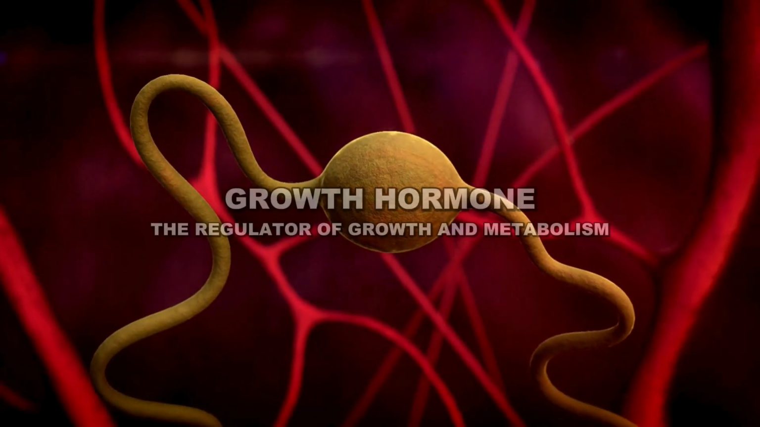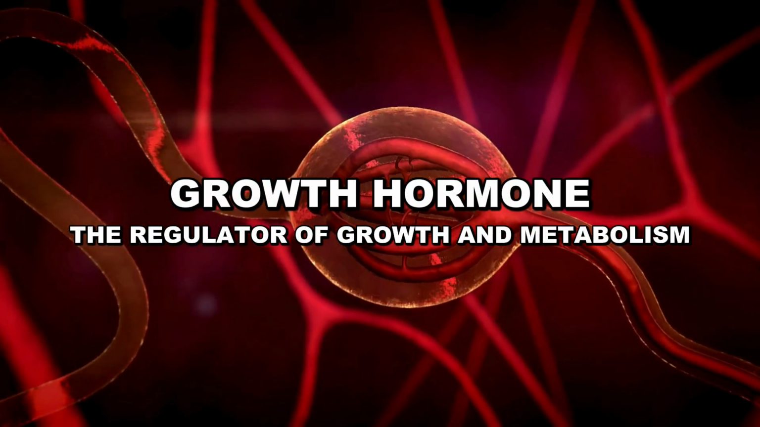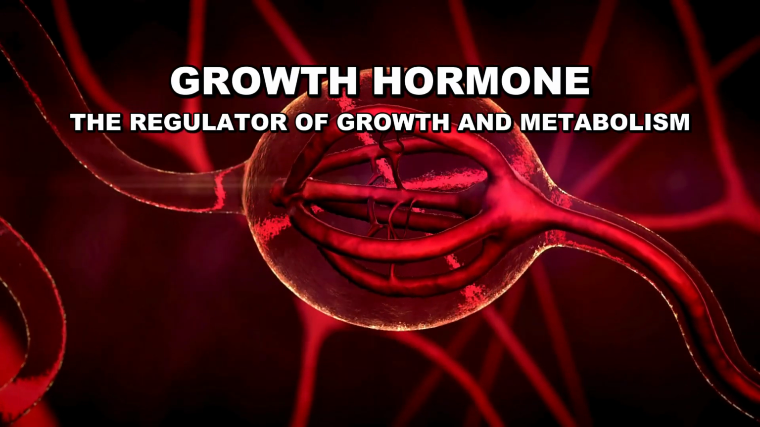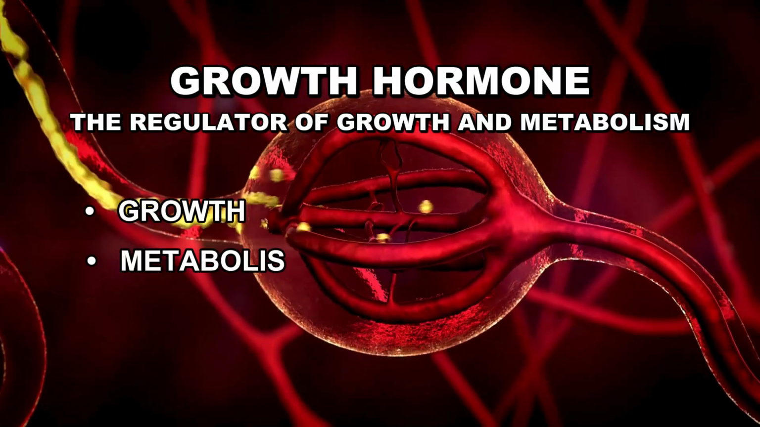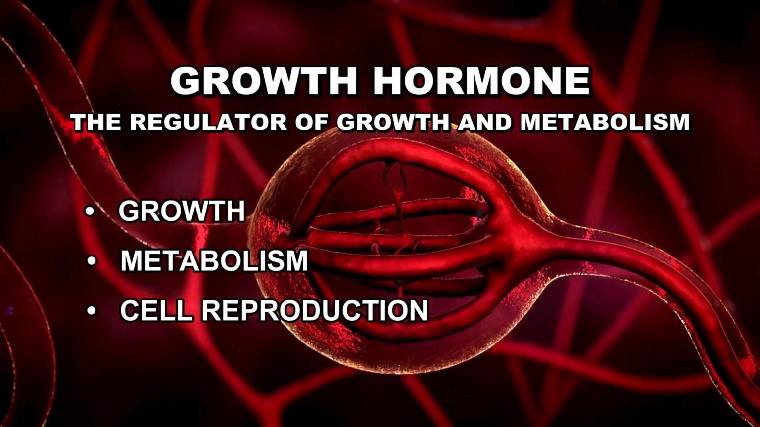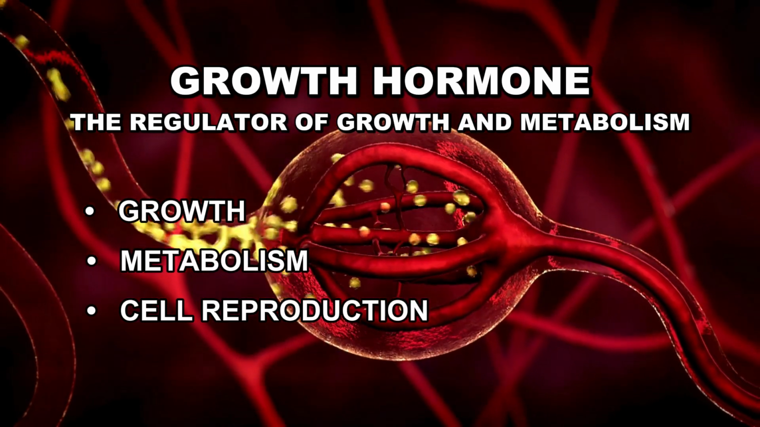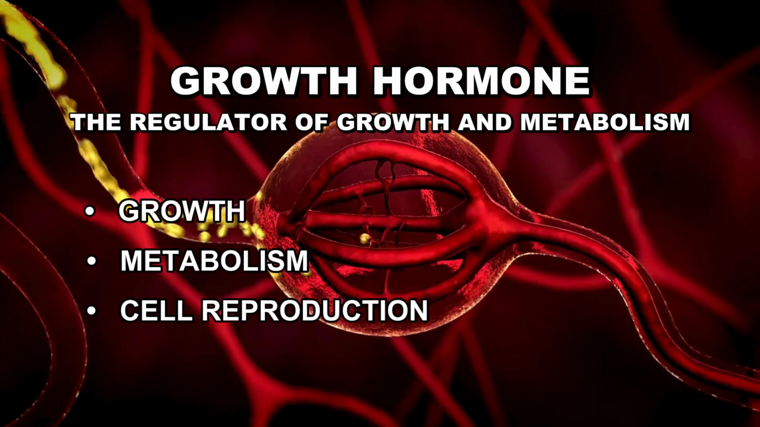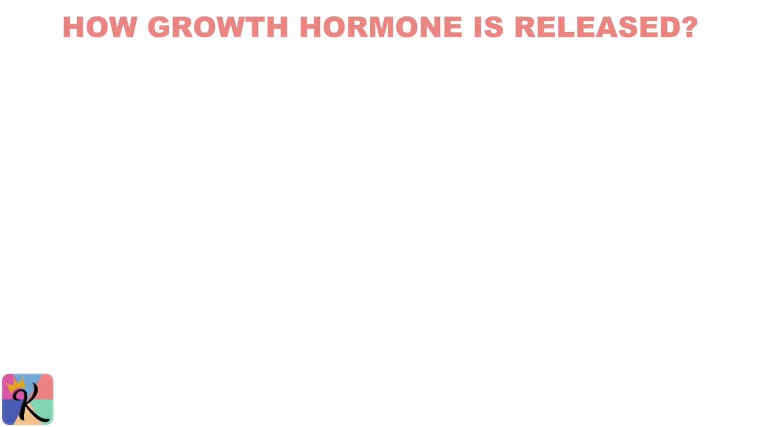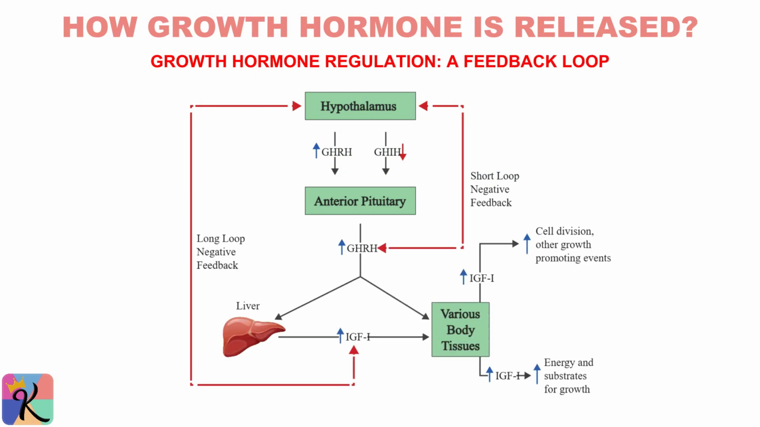Alright, so today we're exploring growth hormone, also known as somatotropin, a hormone that plays a critical role in regulating growth, metabolism, and cell reproduction. From its secretion in the brain to its wide ranging effects on the body, let's dive into how this fascinating hormone works. The secretion of growth hormone is controlled by the hypothalamic pituitary axis.